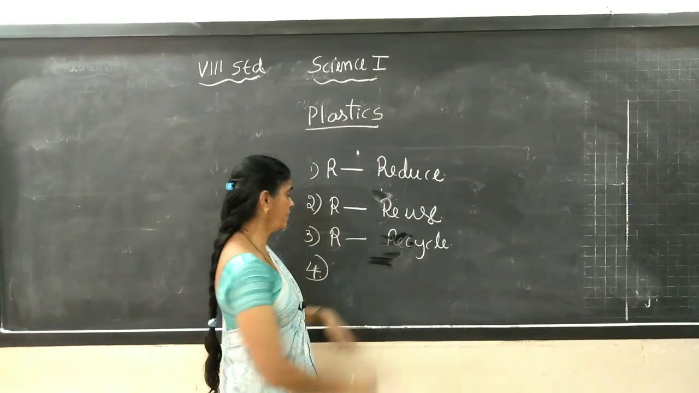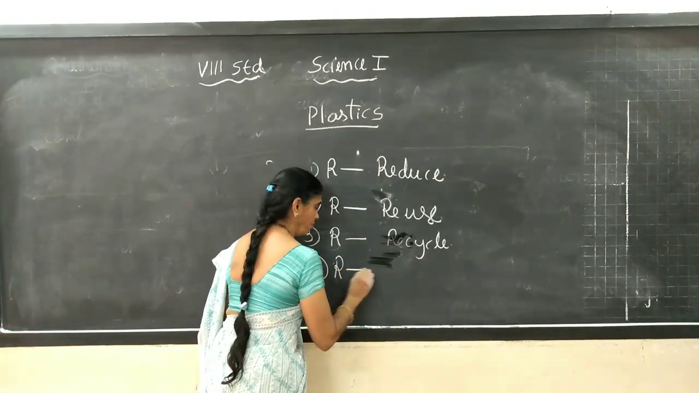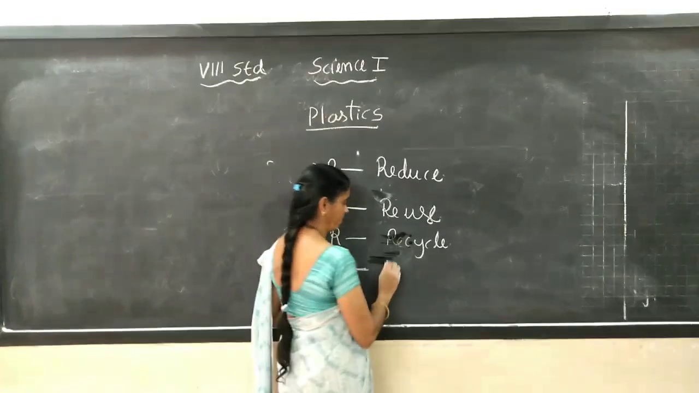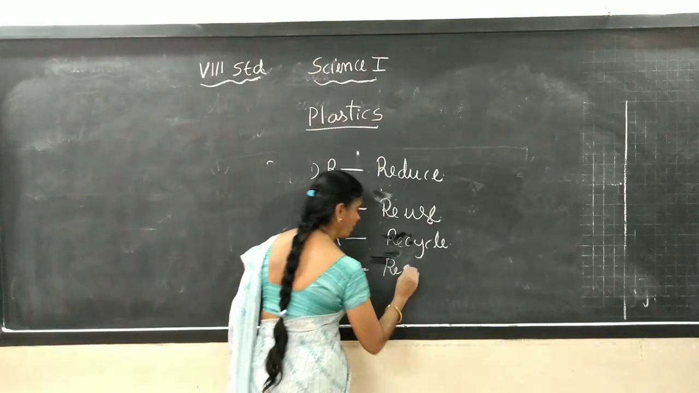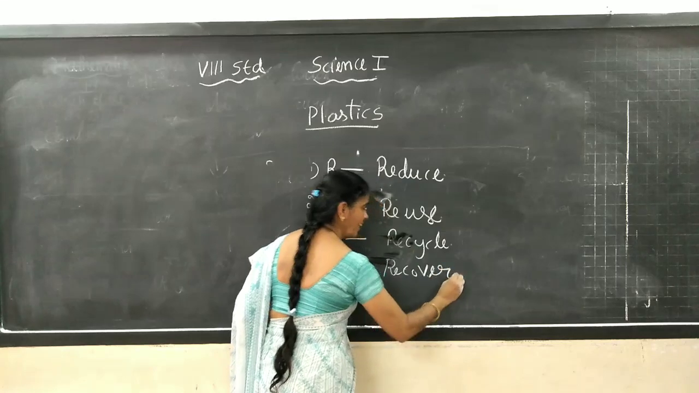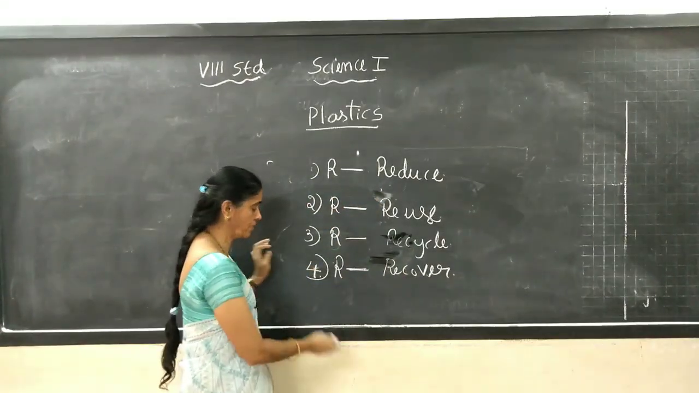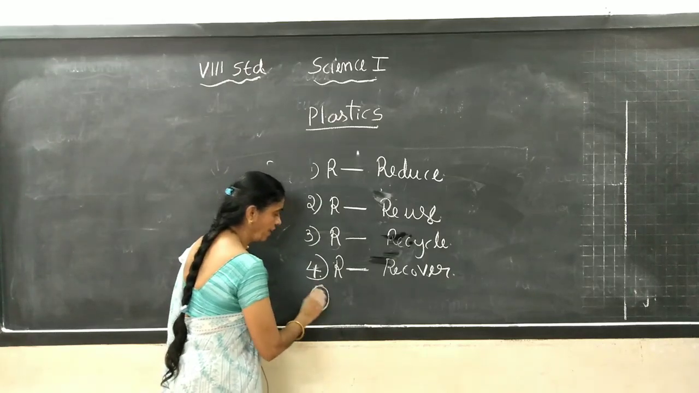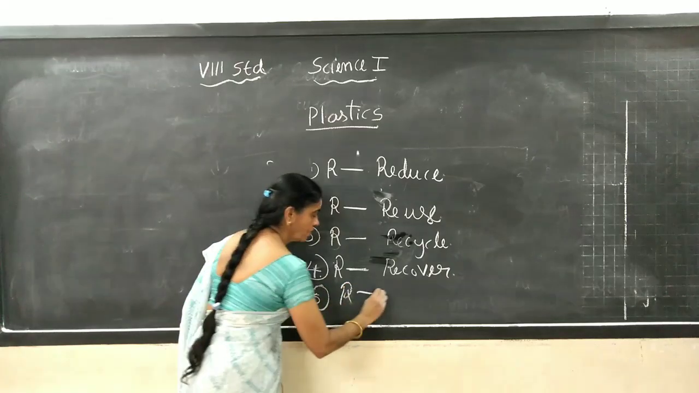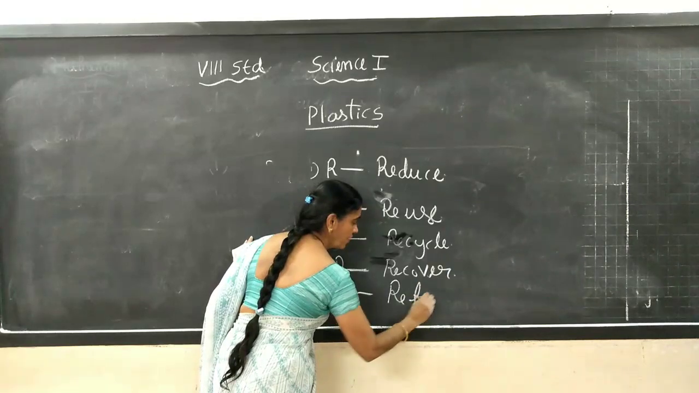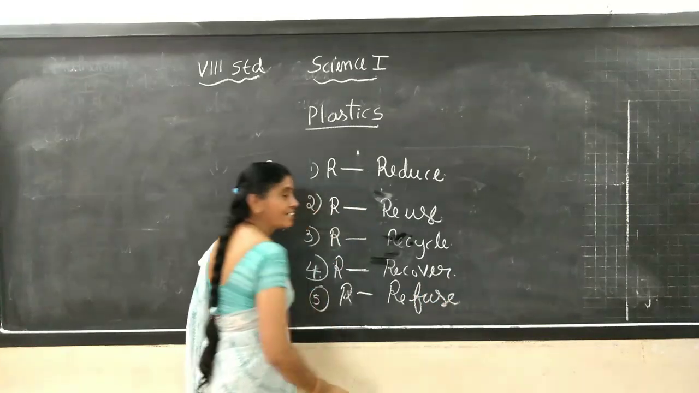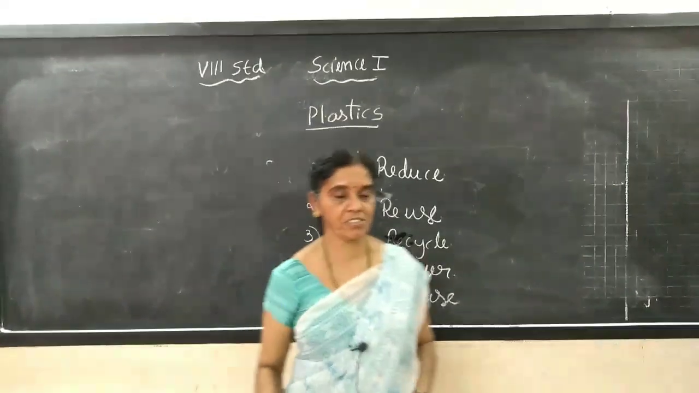The fourth one is recover: you can get the material or the energy from the plastic, if not possible to reuse. And the last one is refuse, which means try to avoid plastics.